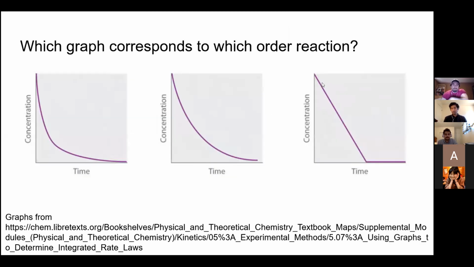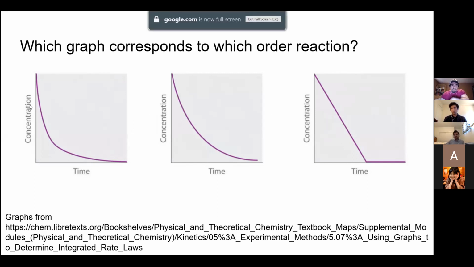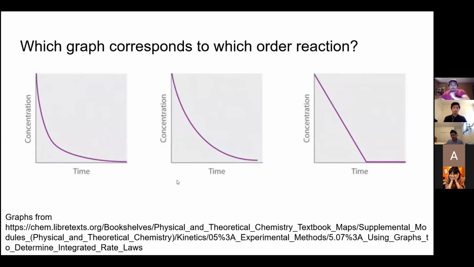Okay, so kind of a pop quiz. Which graph corresponds to which order? You can either respond or I'll just say it in like 10 seconds. Okay, so the one on the left is second order. You can see that it has a very sharp decline at the start. The middle one is first order. You can see that it looks like a decaying exponential.